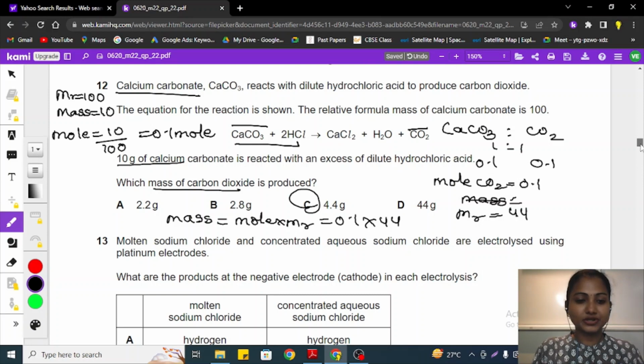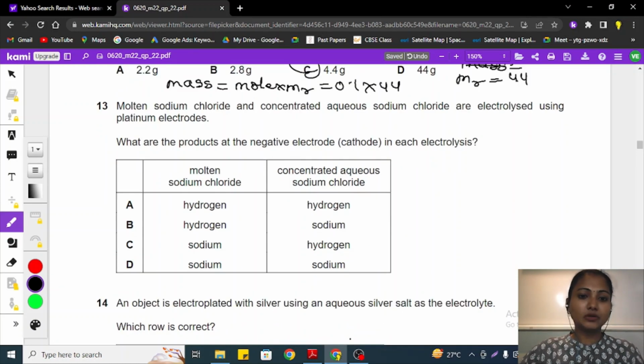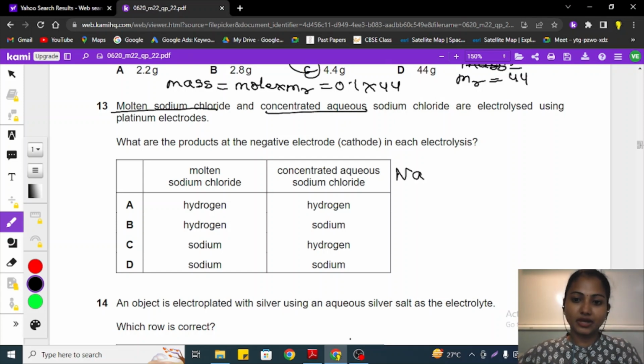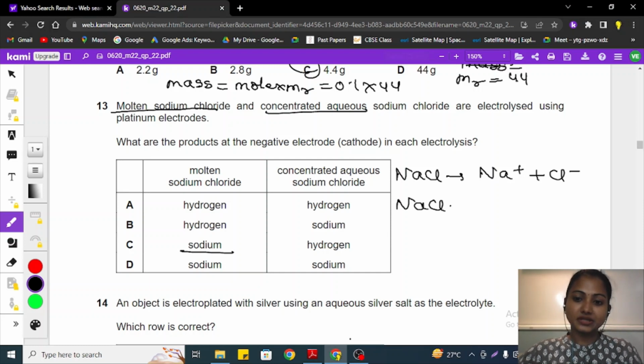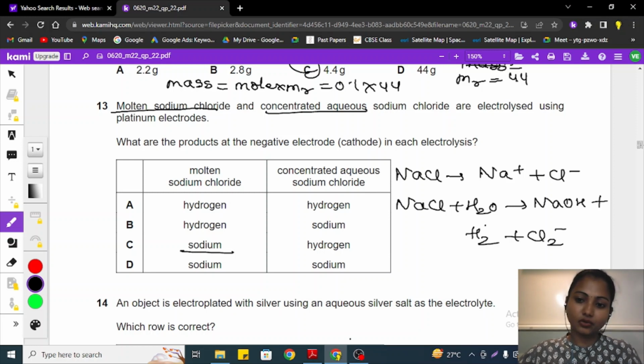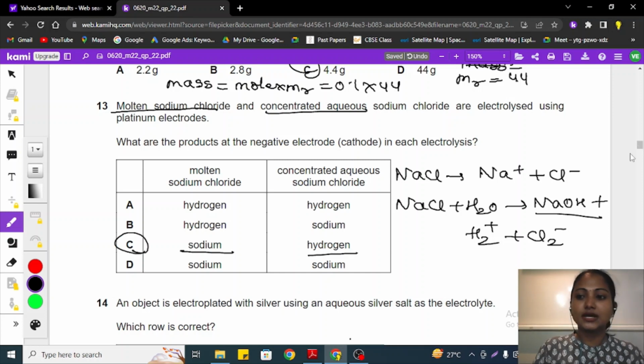Let's move to the 13th question here. Molten sodium chloride and concentrated aqueous sodium chloride solution. It's an ionic compound, so NaCl in the molten form will give me just sodium and chlorine. For the negative electrode, which we have to find out, it is the cathode. Okay, the cathode always gets the cation. When it's in the aqueous state, water is also present. So hydrogen gas is liberated at the cathode, and chlorine gas is liberated at the anode, and sodium hydroxide is formed in the electrolyte. So here we get hydrogen at the cathode, and the option is C.